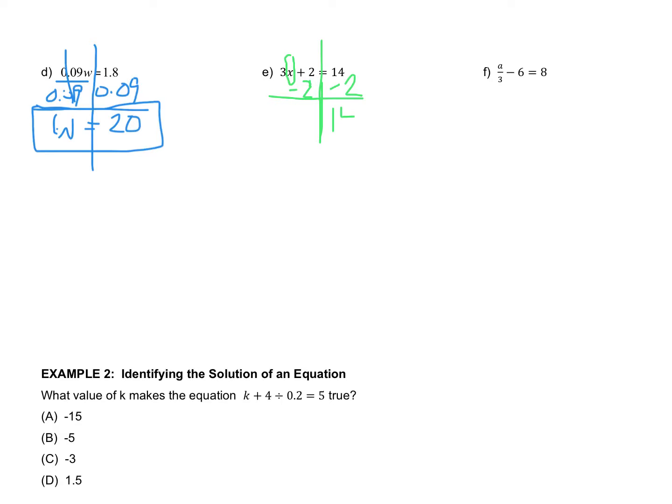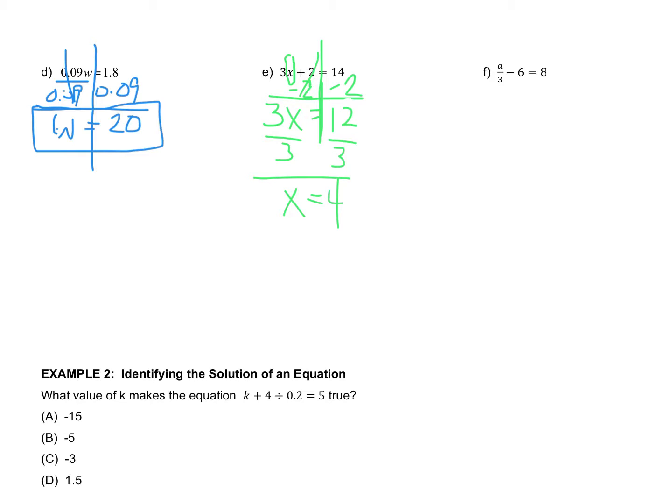I'm going to get 14. Oop, I'm not going to get 14. I'm going to change that. I am going to get 12 because 14 minus 2 is 12. Then on the other side, the 2 and the negative 2 cancel to give me 3x. Now I can look at that multiplication. And remember, multiplication gets undone with division. So x equals 4.